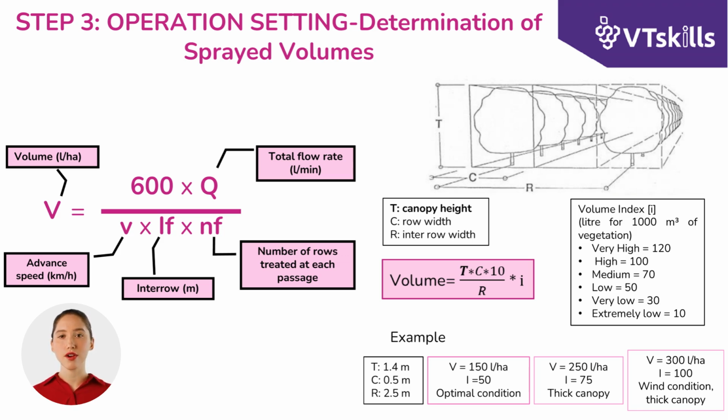The calculation involves measuring the interrow, indicated with R in the image, the height of the plant, indicated with the letter T, and the measurement of the thickness, letter C. We then multiply height by thickness by a factor of 10, divide this by the interrow measurement, and multiply the whole by the coefficient EE.